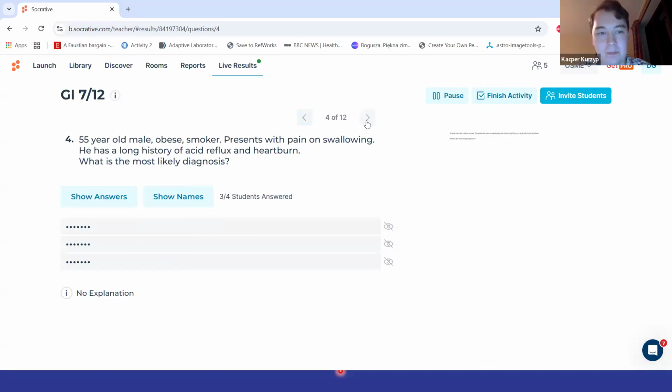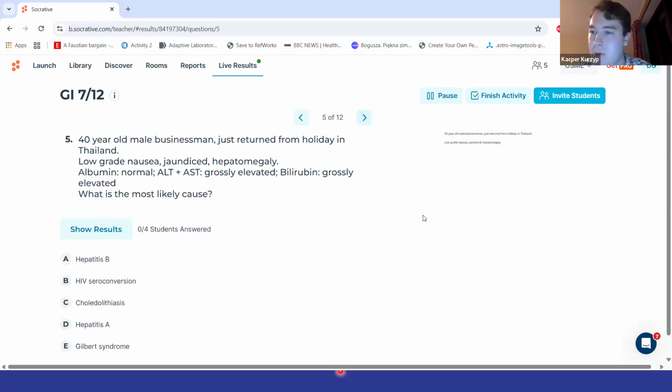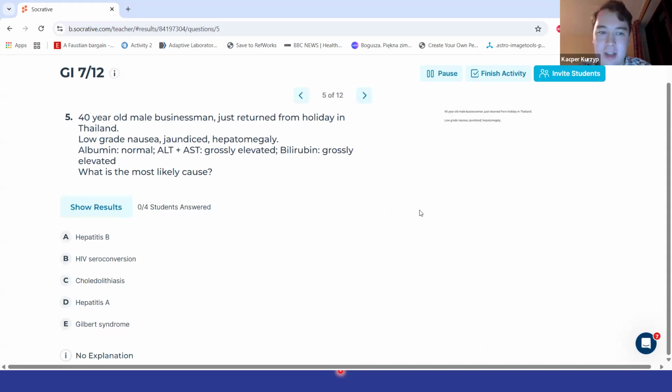Socrative 5. There we go. Another question in preparation for the next slide.